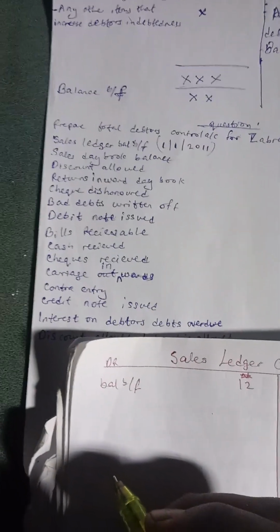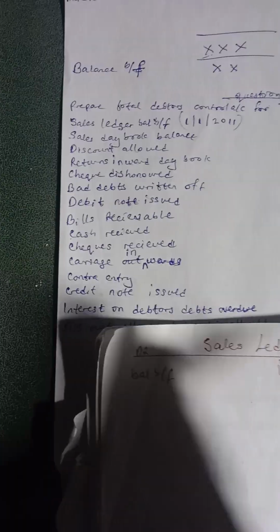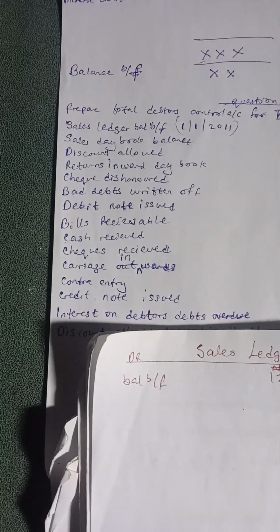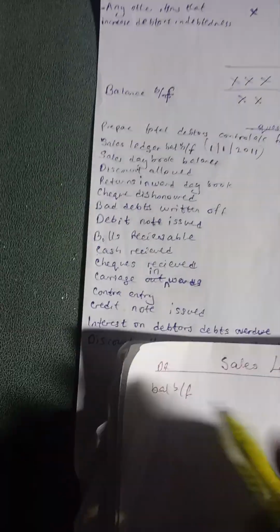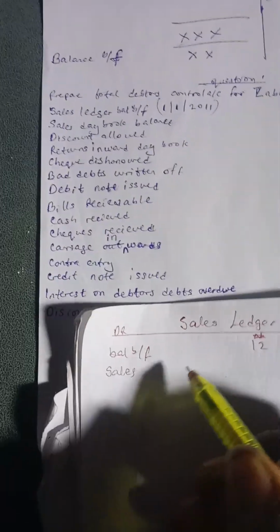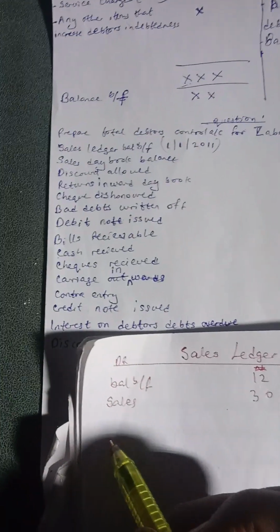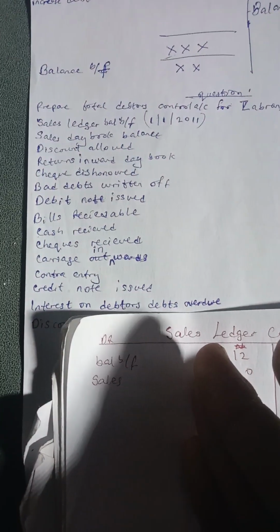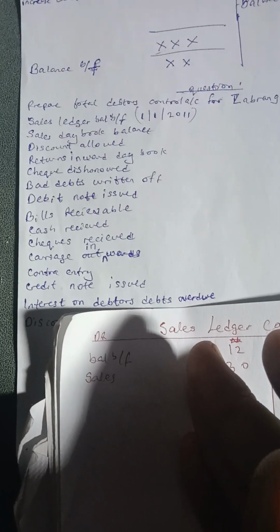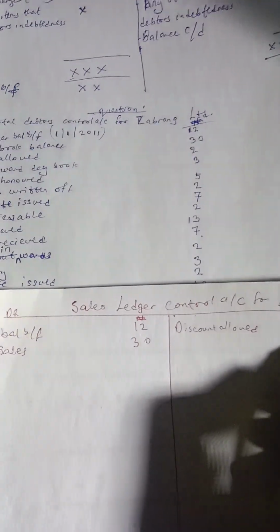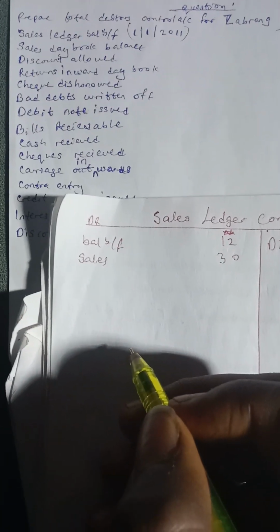Then we have our sales day book balance. The sales day book is a book that records credit sales. So for sure, credit sales will increase the indebtedness of a debtor. So we have our sales. You don't have to put sales day book again because it's sales. Then we have discount allowed. Discount allowed reduces the indebtedness of a debtor, so it comes here. Our discount allowed is 2 naira.